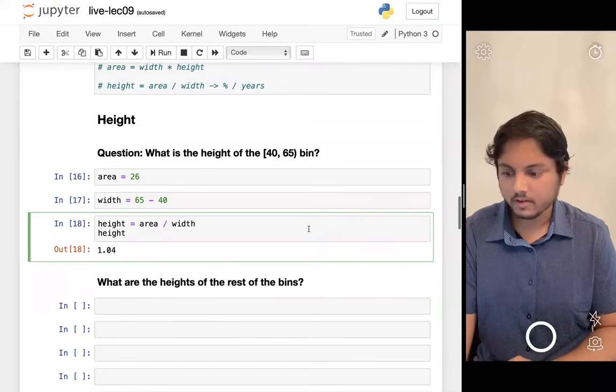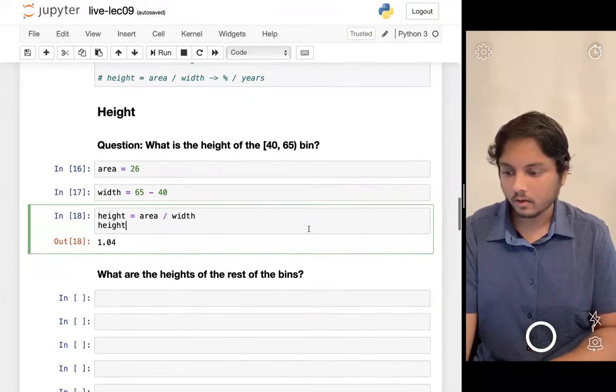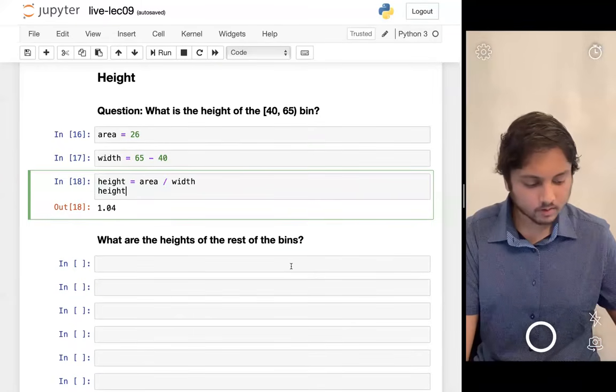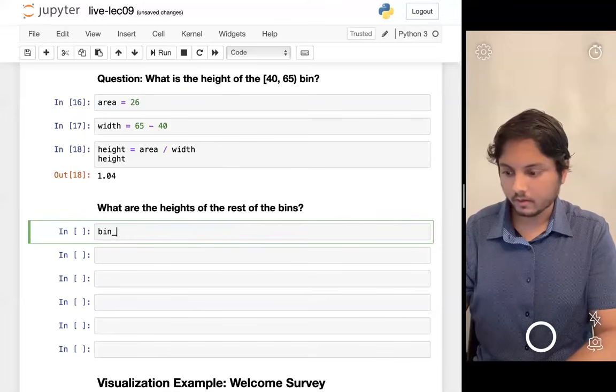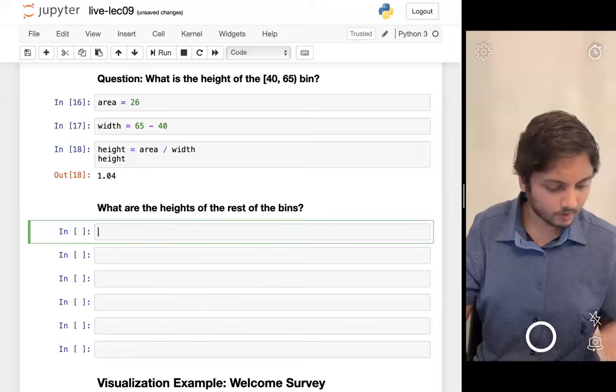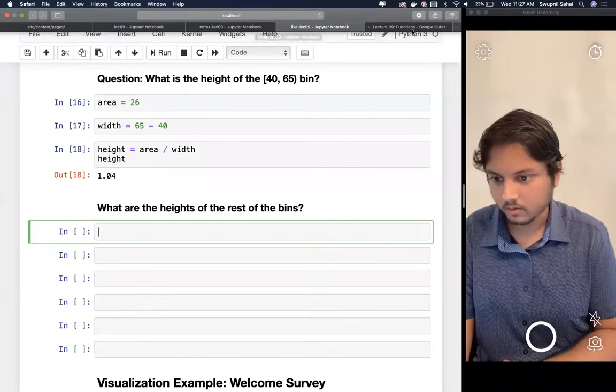And if we wanted to similarly get the heights of the rest of the bins, we could do this as well. Actually, I think we'll skip that just for the sake of time. But let me go back to the slides. I'll let you try to do that. That is in the slides.